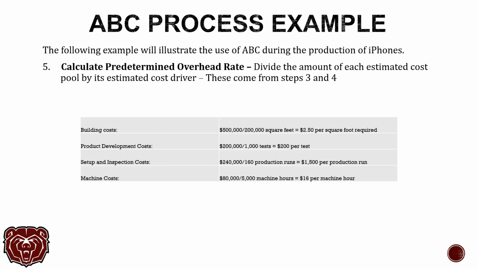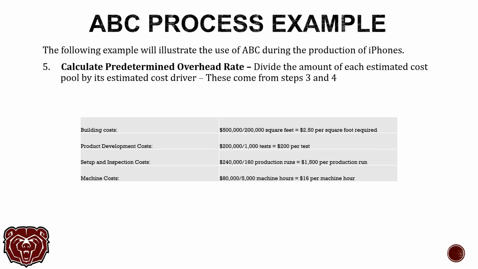So we're going to divide the amount of each estimated cost pool by its estimated cost driver. So the building cost, it was $500,000. We had 200,000 square feet. So that tells us we're going to have $2.50 per square foot required. Product development costs, $200,000 divided by 1,000 tests that we plan on running. These are our budgeted figures, if you'll recall. $200 per test.